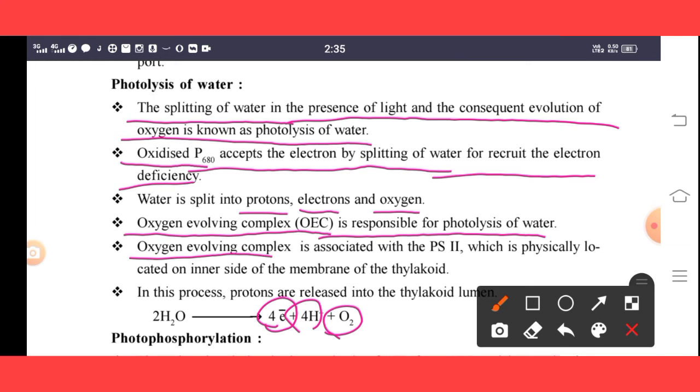The oxygen evolving complex is associated with PS2, which is physically located on the inner side of the thylakoid membrane. In this process, protons are released into the thylakoid lumen.